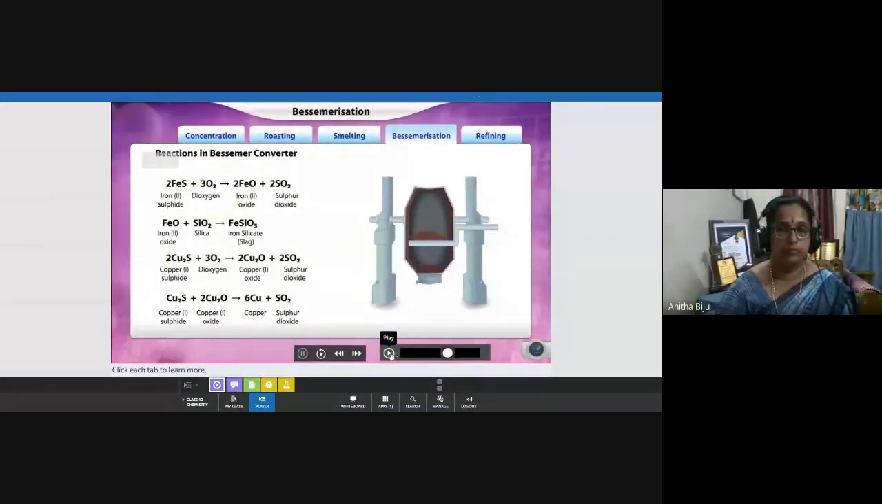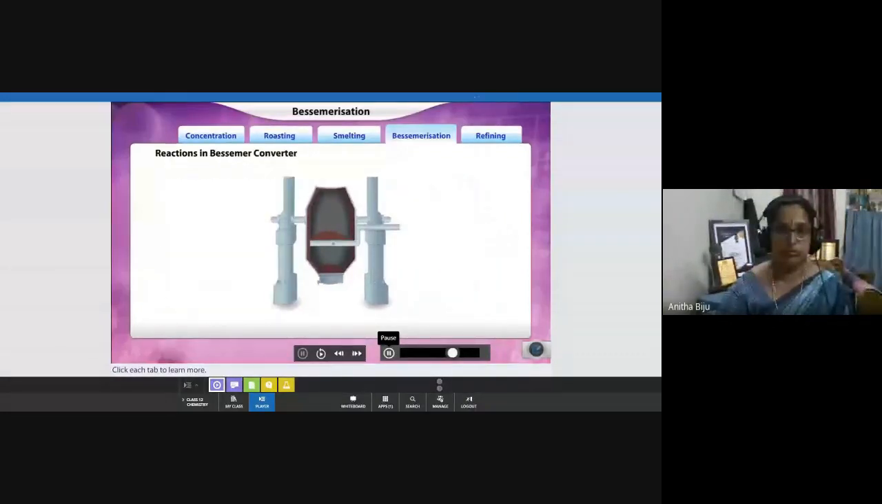Okay. Copper 1 oxide reacts with copper 1 sulfide and forms copper. The molten mass is allowed to cool. The dissolved sulfur dioxide gas slowly escapes. This gives a blister-like appearance to the solid copper. Therefore, at this stage, it is called blister copper. Note down this name, blister copper. This is the name of the product obtained after Bessemerization process.